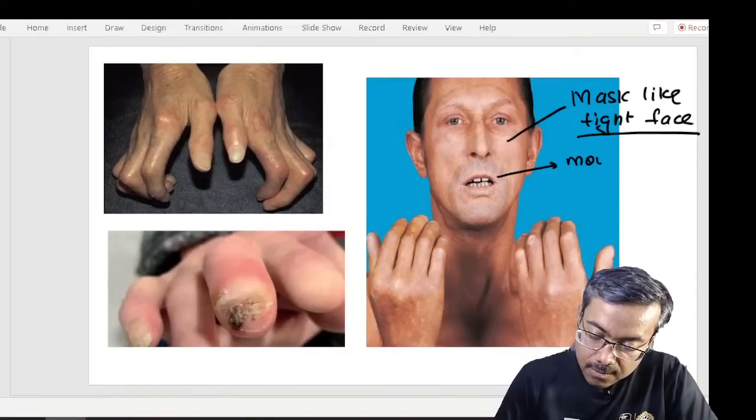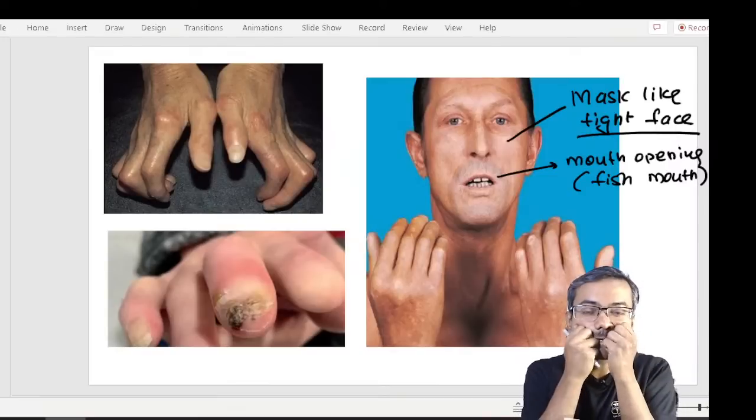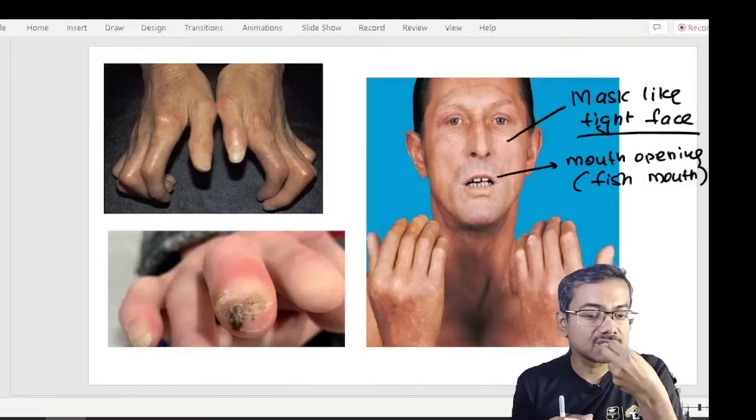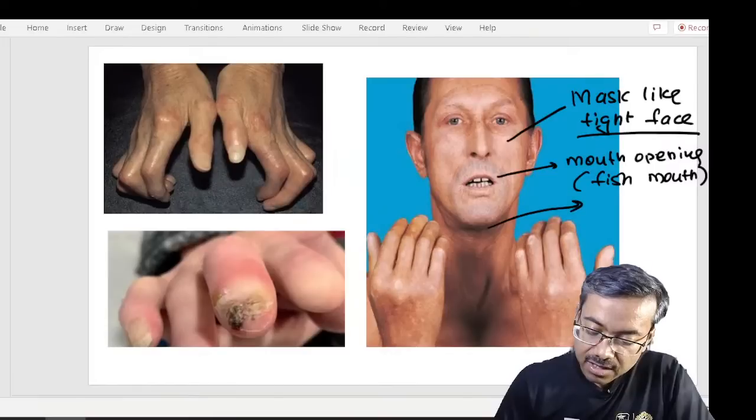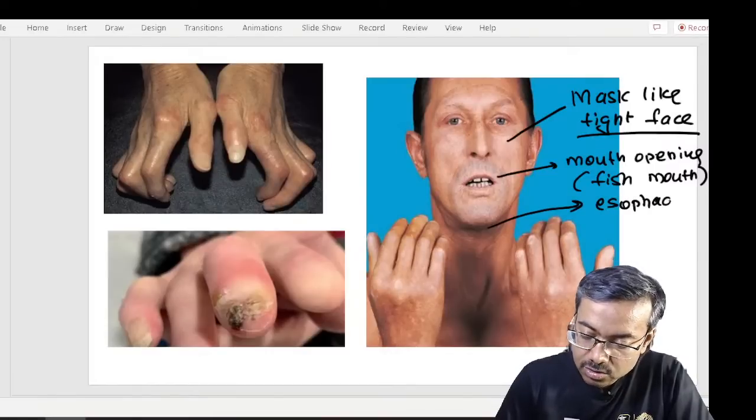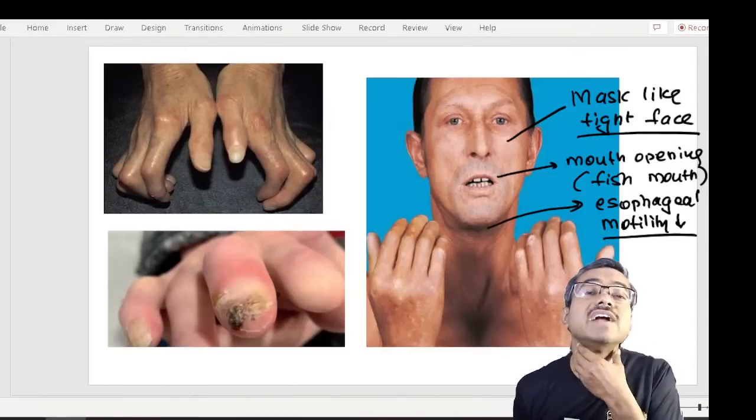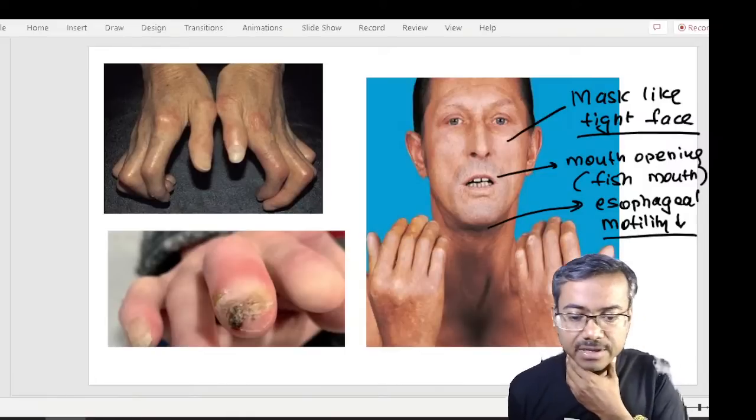The mouth opening also is reduced. So we call it fish mouth, like how a fish has a very small mouth. The skin is so tight on the lips area that they can't even open. Their mouth opening, which you can measure by fingers, becomes smaller and smaller. So it's very difficult for them to eat. Even their esophagus starts to get sclerosed, so esophageal motility goes down. They say, doctor, I can't eat properly because the food almost gets stuck in their throat.